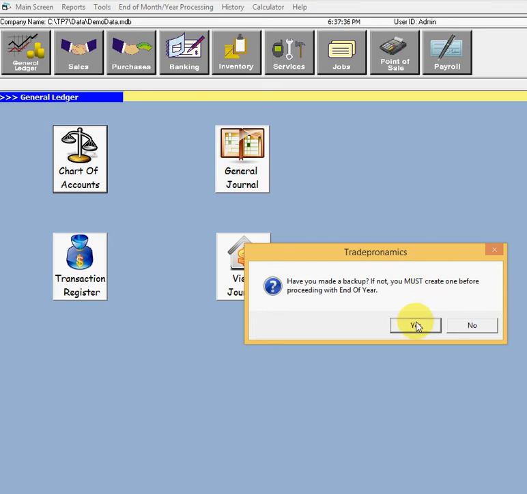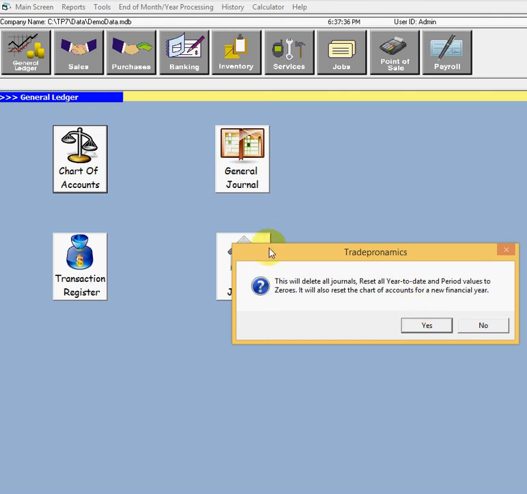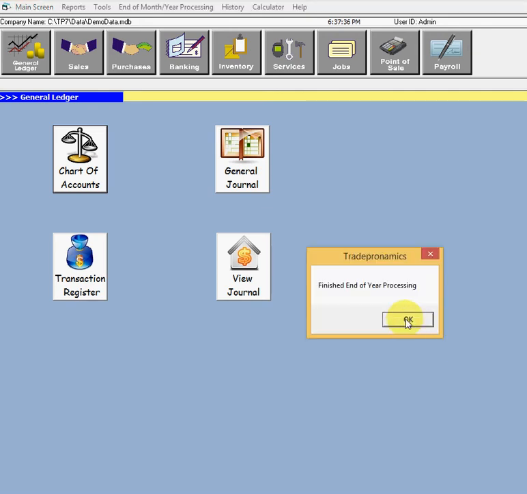Create a new copy of your database and call it whatever, like ABC Mechanical 2014-2015. Okay, and rename the original to ABC Mechanical 2013-2014, and keep that as it is, and do your end of year processing on the 2014-2015, and just continue with that. So click yes. It tells you it'll reset all your accounts, your income expenses, ready for a new financial year. Yes. Continue. Okay, that's it, it's finished.